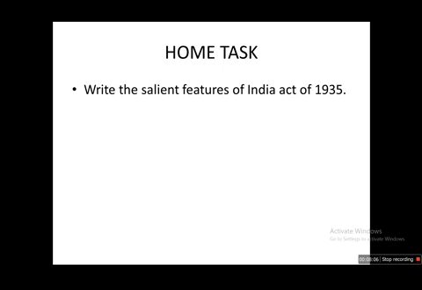Here is also a home task for you. You are going to write the answer of this question in your notebooks. Write the salient features of the India Act of 1935. You are going to write the answer of this question in your notebook, and there is also a task for you.